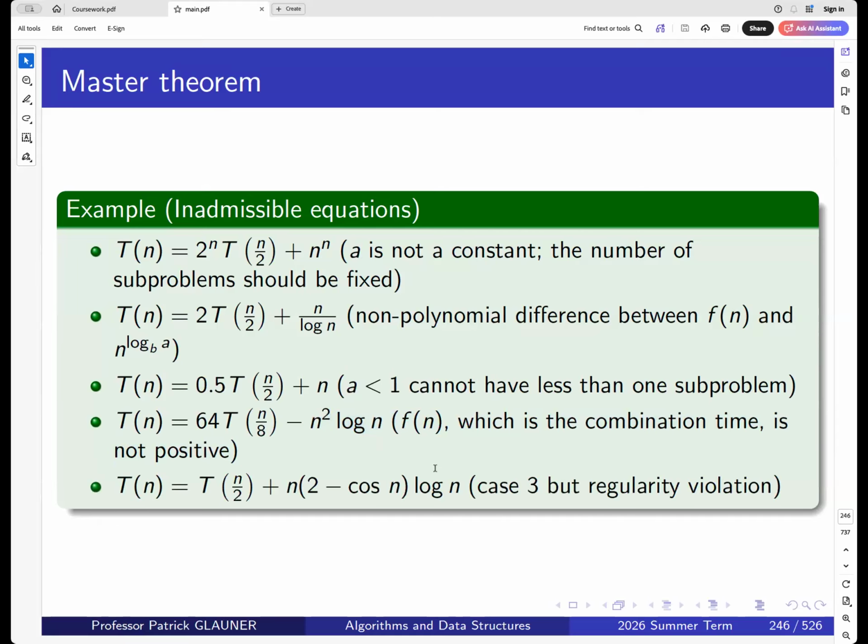It doesn't work either. Or something like this, n times (2 minus cosine n) times log n. This would violate the regularity condition that we have in case 3 around the k that we needed to find. So this wouldn't work either. What also would not work is if I have a recurrence relation, for example, T of n is T of n minus 1 plus something. We always require that n gets divided by b and not something gets subtracted from n, and so forth.